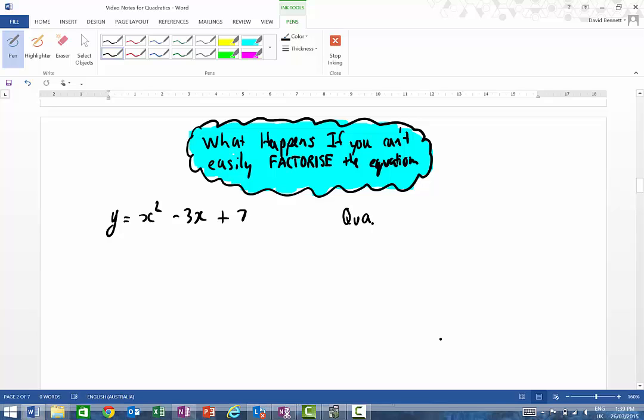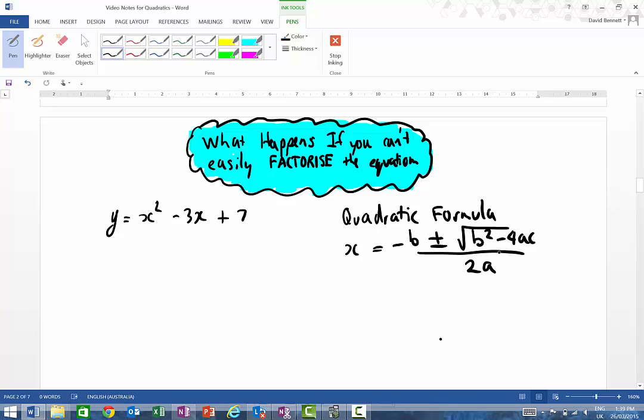So I'll just write this down: the quadratic formula, and this is actually on your formula sheet. It's always given to you, and it says that the real values of x, the solutions of x, are going to be minus b plus or minus the square root of b squared minus 4ac, all over 2a. Now this relates to a quadratic equation where you've got y equals ax squared plus bx plus c.